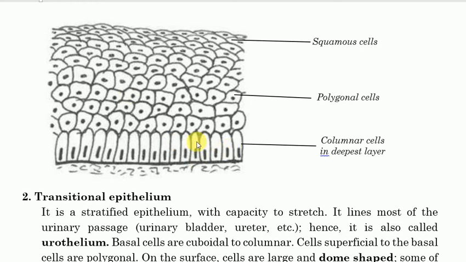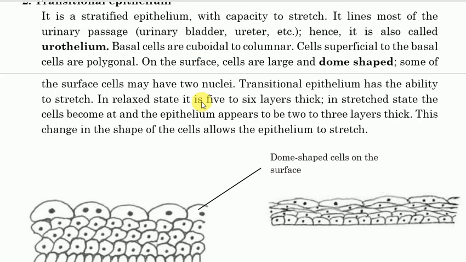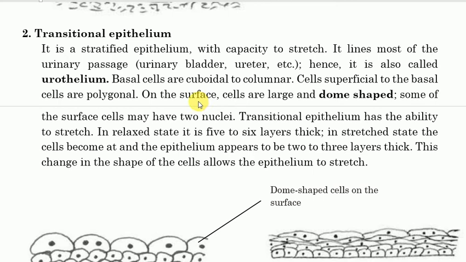So as you can see, the deeper layer they are columnar, but the upper layer they appear as squamous. Then you have transitional epithelium. Transitional epithelium, they are epithelium which are able to change their shape. Transition ni kuchange. The epithelia with capacity to stretch, it lines most of the urinary passage, urinary bladder, ureter, etc. Hence it is also called urothelium. So it normally lines urinary bladder.